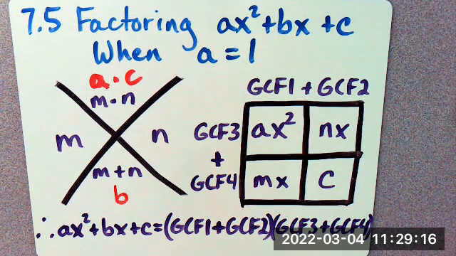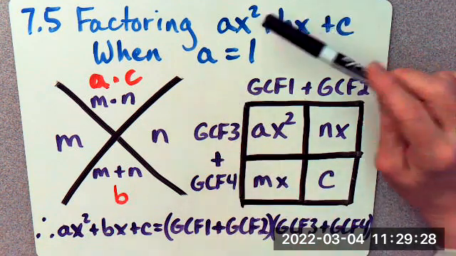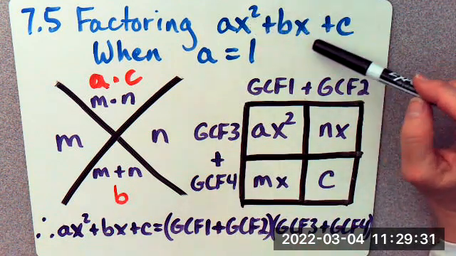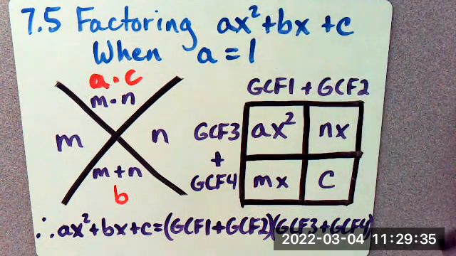Good morning. This is Ms. Billerbeck, and we're going to talk about 7.5, factoring ax squared plus bx plus c when a equals 1. So you might see it as x squared plus bx plus c because 1 times x squared is just x squared. So we're going to learn how to use the diamond box.